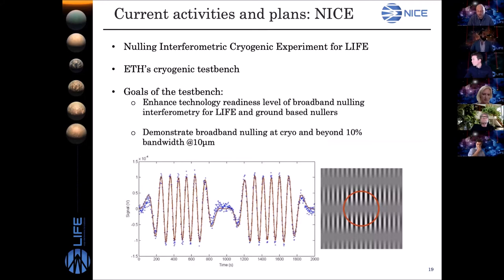So one of the goals would be to reproduce this experiment that was done at JPL at room temperature. You can see again the plot at the bottom. The aim would be to reproduce this measurement with the same precision but at cryo temperature, in order to increase the TRL level of LIFE.